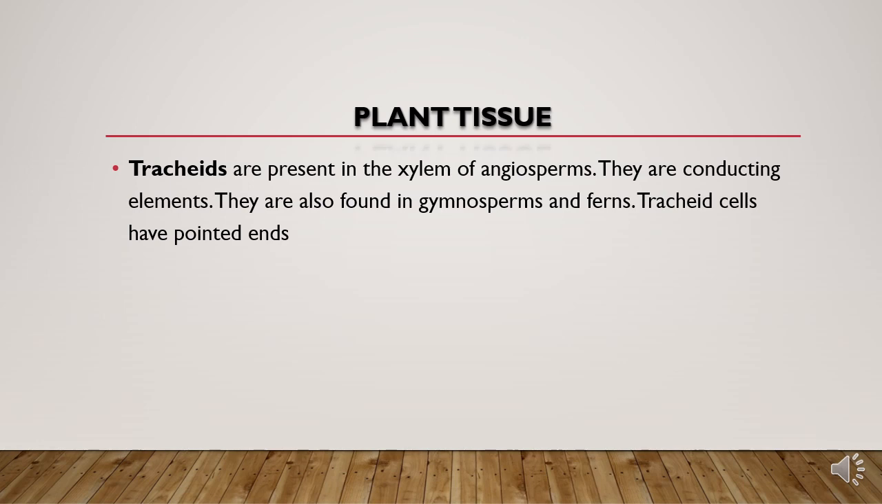So discussing further under the xylem, which is the tracheids, let us explain what tracheids are. Tracheids are actually present in the xylem of angiosperms, and they are conducting elements. They are also found in gymnosperms and ferns. Tracheids have pointed ends.